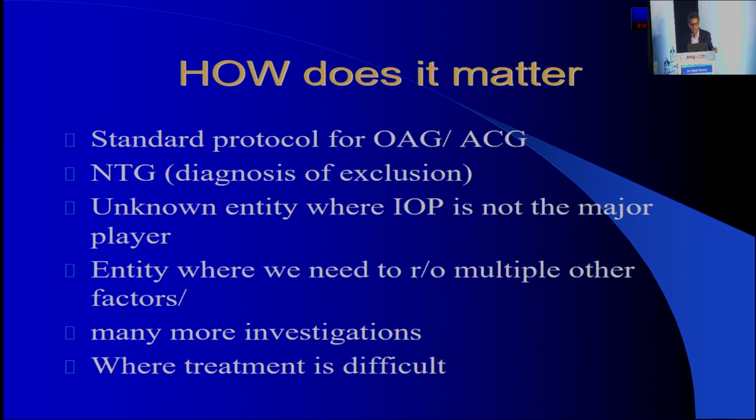This is something which we really have to understand. Why does it matter? Why don't we just start treatment? Because you have to understand whether it is NTG or whether it is OAG or ACG, because NTG is a different kind of entity, an unknown entity where there are too many vascular factors also. So you are going to do too many other investigations, and it is not easy.